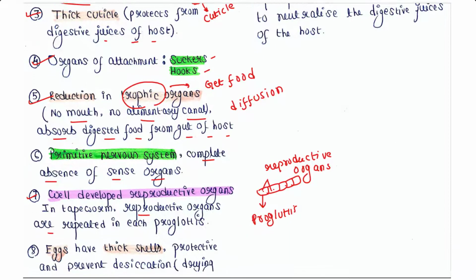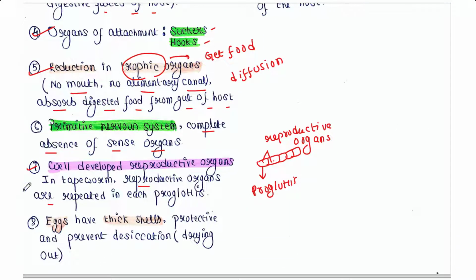Next, eggs have thick shells. So eggs have very thick shells because they need to pass their eggs in the environment. They release their eggs in environment. So in environment, they will face some harsh conditions. So the eggs may desiccate. In order to prevent them and in order to protect their eggs, they have very thick egg shells.